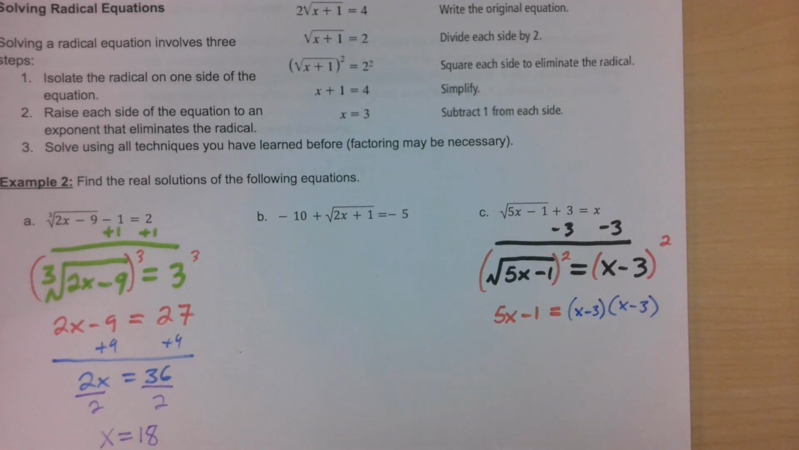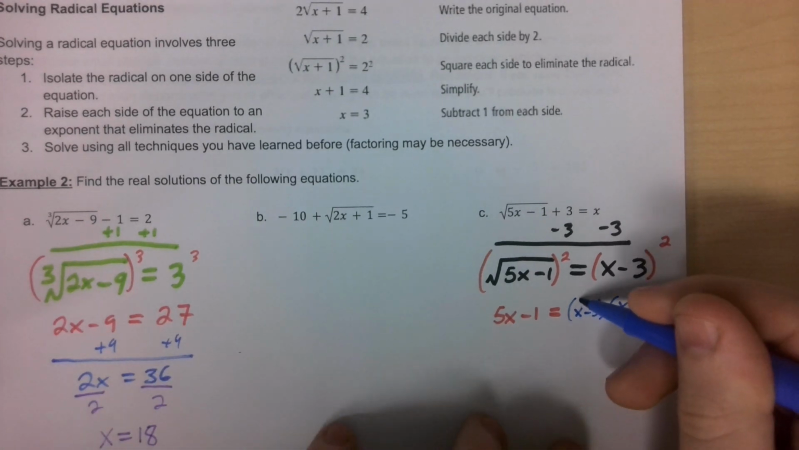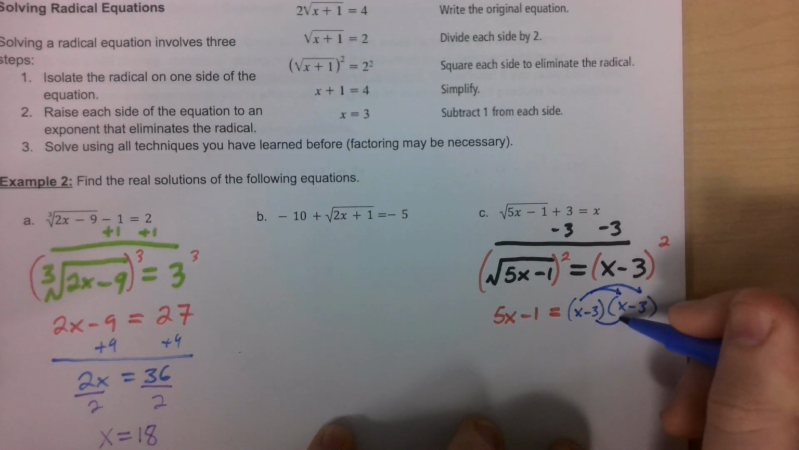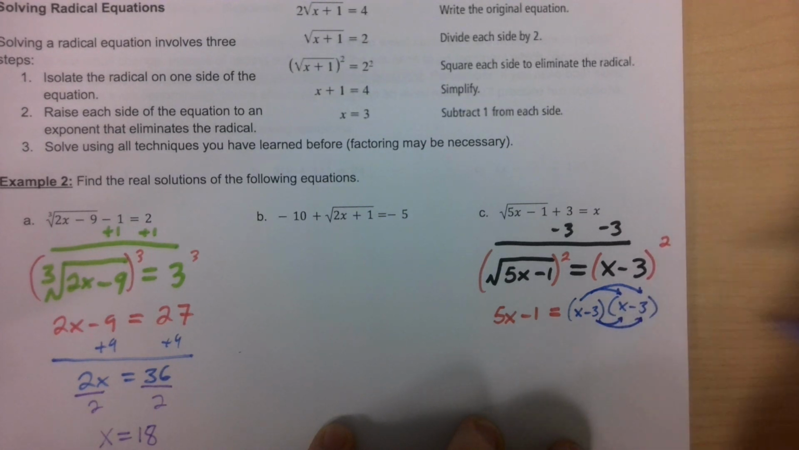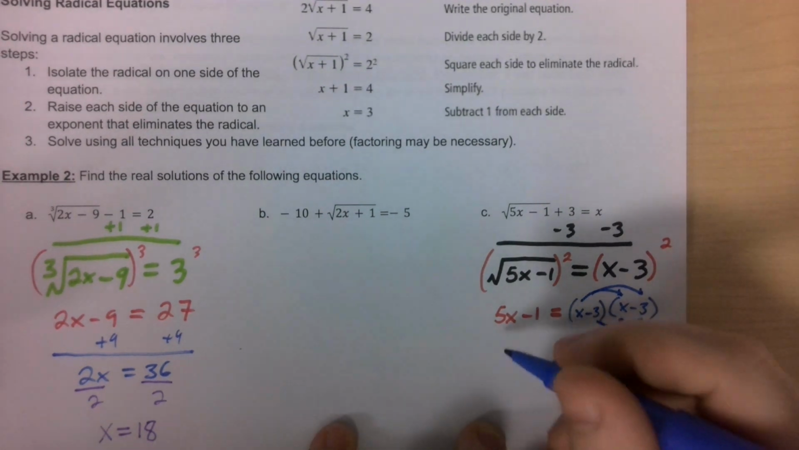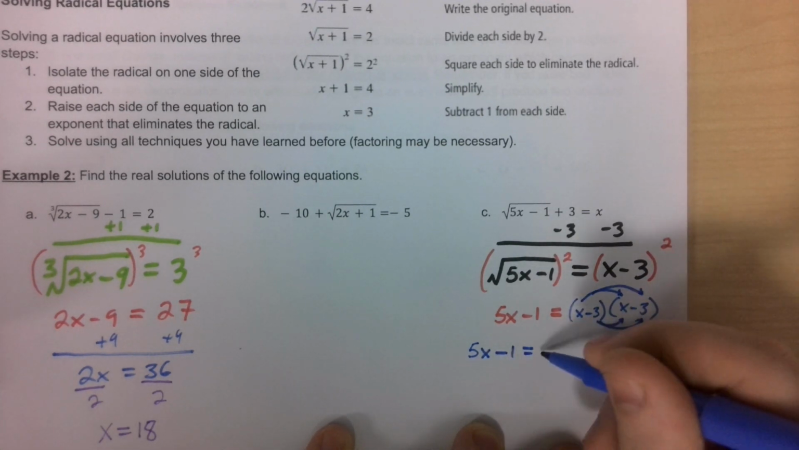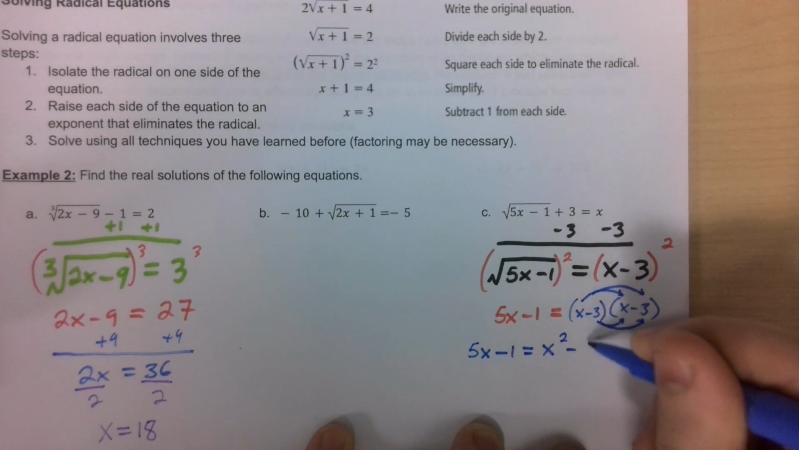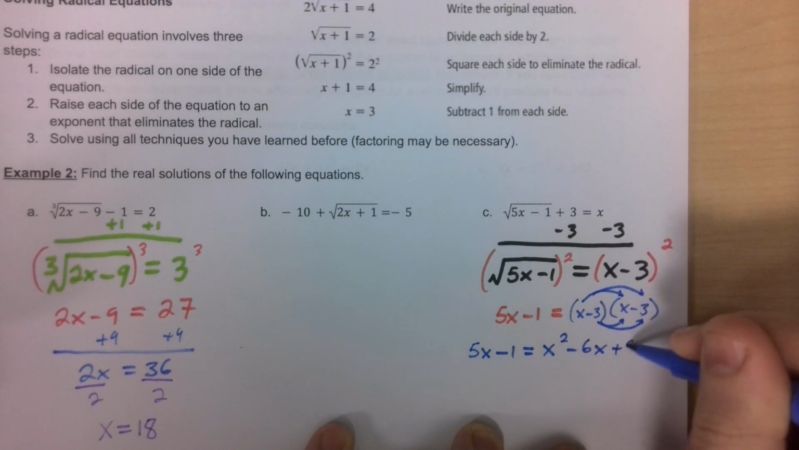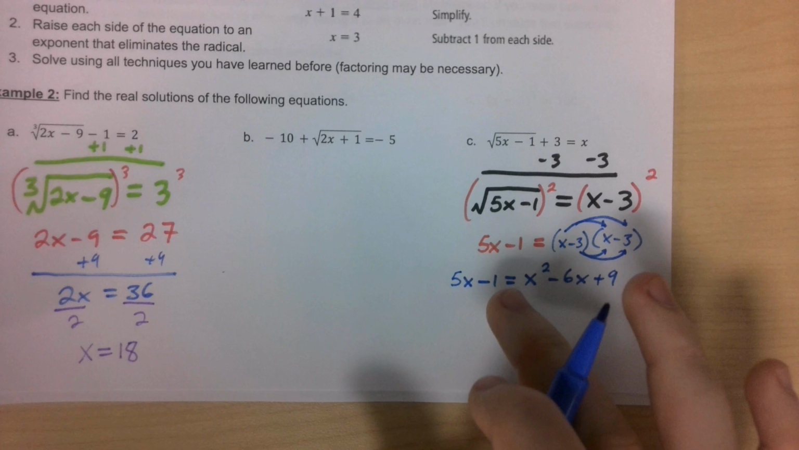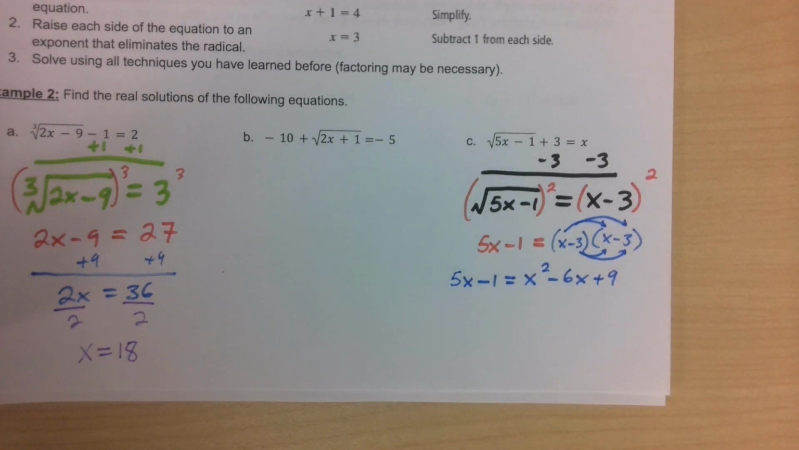We have to think back to when we solved our problems with polynomials. We actually have to FOIL these two out, or double distribute. So when we do that, we're left with 5x minus 1, but it equals x squared minus 6x plus 9. And how do we solve an equation when there's x squareds and x's all over the place?